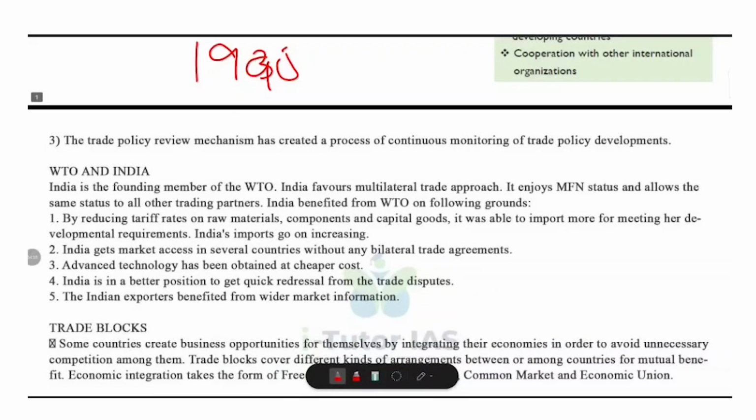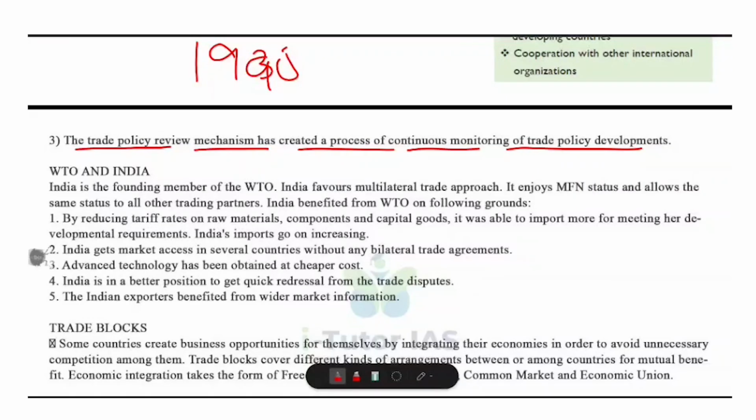And the third one, the Trade Policy Review Mechanism has created a process of continuous monitoring of trade policy developments, that is TPRM. The TPRM ensures transparency in members' trade policies. It regularly monitors and reviews the trade practices of countries. This promotes accountability and discourages unfair trade practices. For example, WTO reviews India's trade policies every few years, giving feedback on reforms and global commitments.